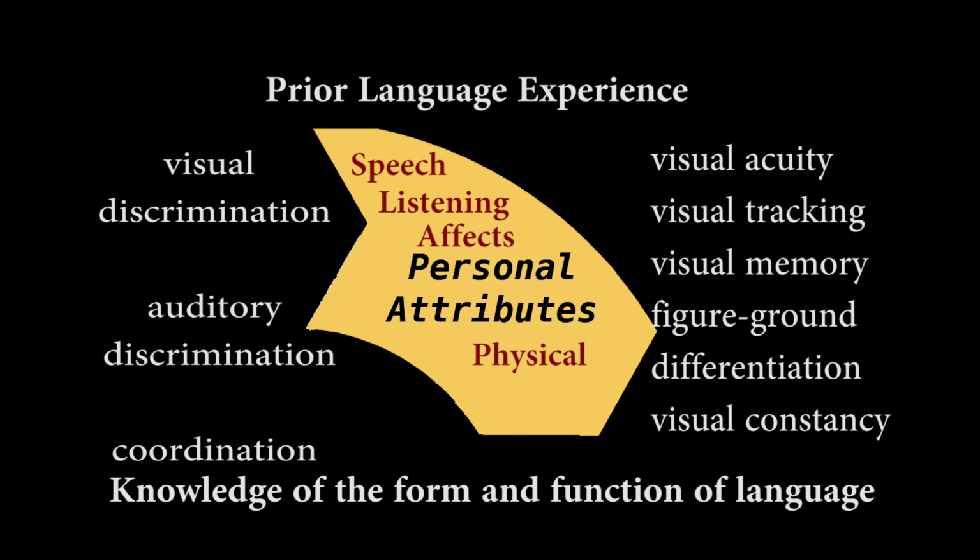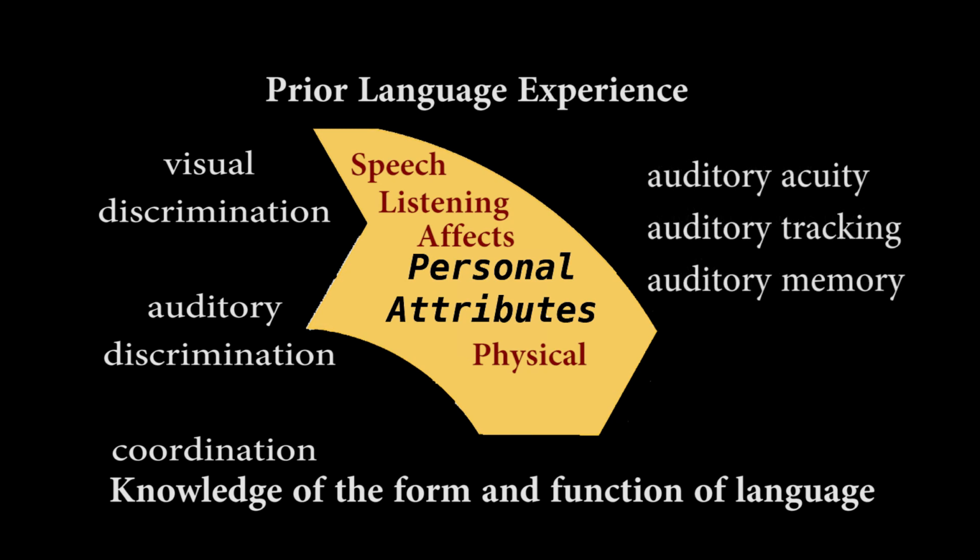Visual constancy is the ability to be consistent in the interpretation when viewing the same type of object. For example, the ability to identify the letter B regardless of where it is located on a page, its color, size, or font requires visual constancy. Auditory discrimination skills include auditory acuity, auditory tracking, and auditory memory.